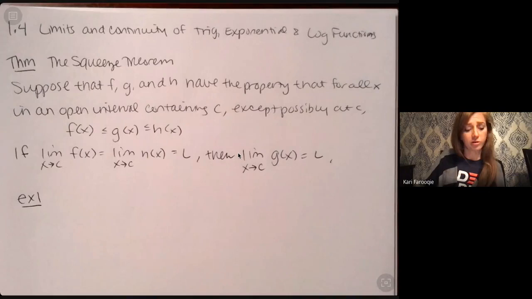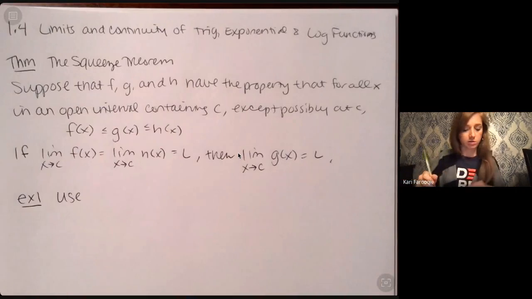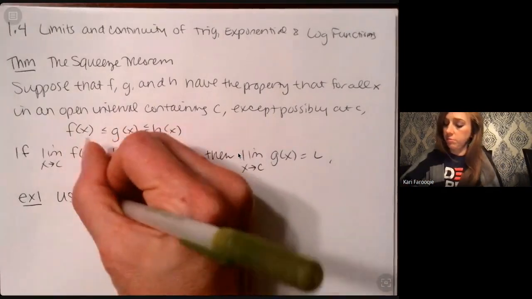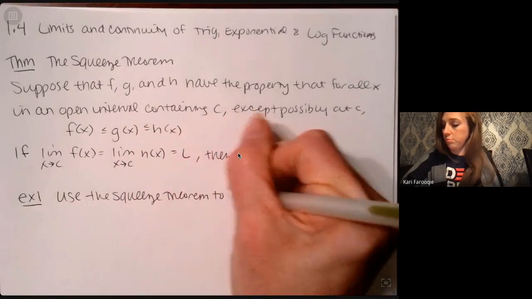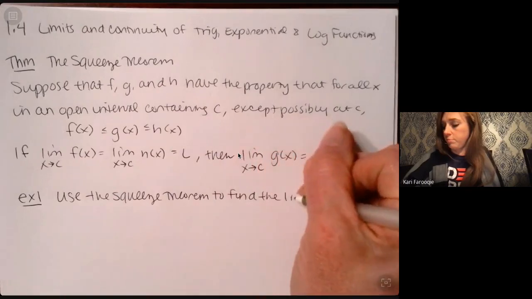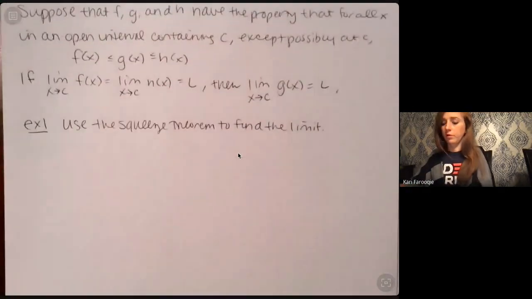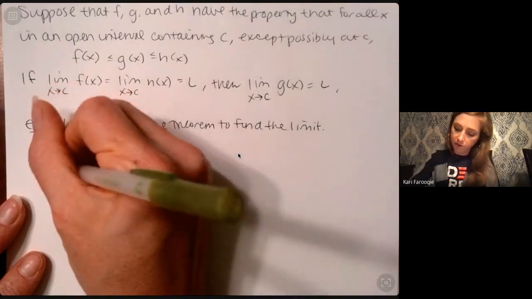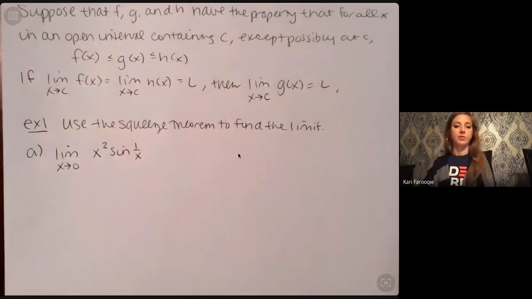Example 1, use the squeeze theorem to find the limit. And I'm just doing example 1, A and B, and then the other ones we're going to work on Monday. Okay, example 1. Use the squeeze theorem to find the limit. Now these are going to be similar, but the first one is the limit as x approaches 0 of x squared times the sine of 1 over x.